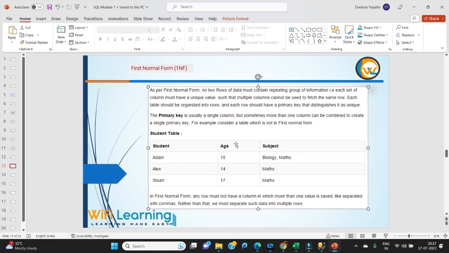Here we have age and subject also. We will see why we need this, and whether it is following the second normal form or not. Let's see what the second normal form is first.